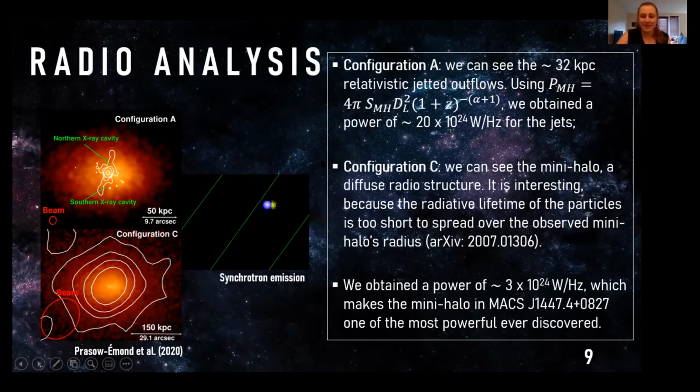I just want to say too that both of those structures, the jetted outflow as well as the mini halo, are produced by synchrotron emission. With synchrotron emission, we have relativistic particles in a magnetic field, and they emit photons that we can see at radio wavelengths.